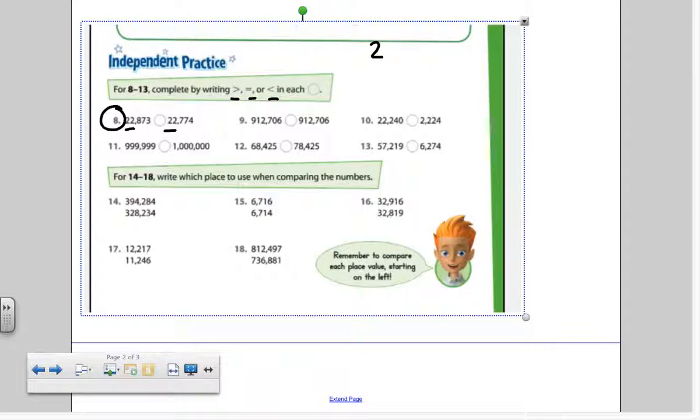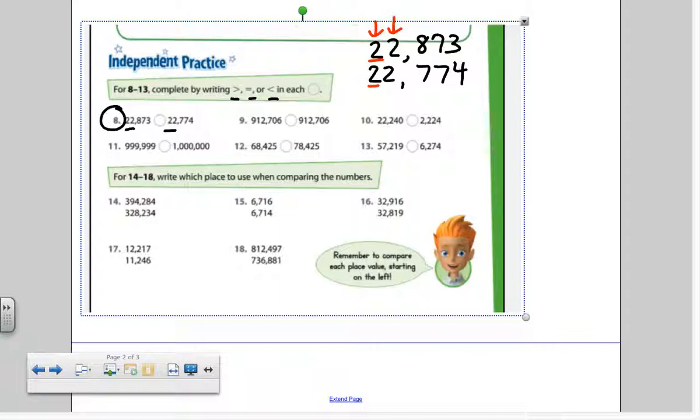So on the side of your paper or on a scratch sheet of paper, you are going to rewrite the numbers. 22,873. Directly below it, be very neat, line up 22,774. Okay, and then we're going to start with the first 2. Okay, we compare those. This 2 is 20,000. This 2 is 20,000. Those are equal to each other in value.